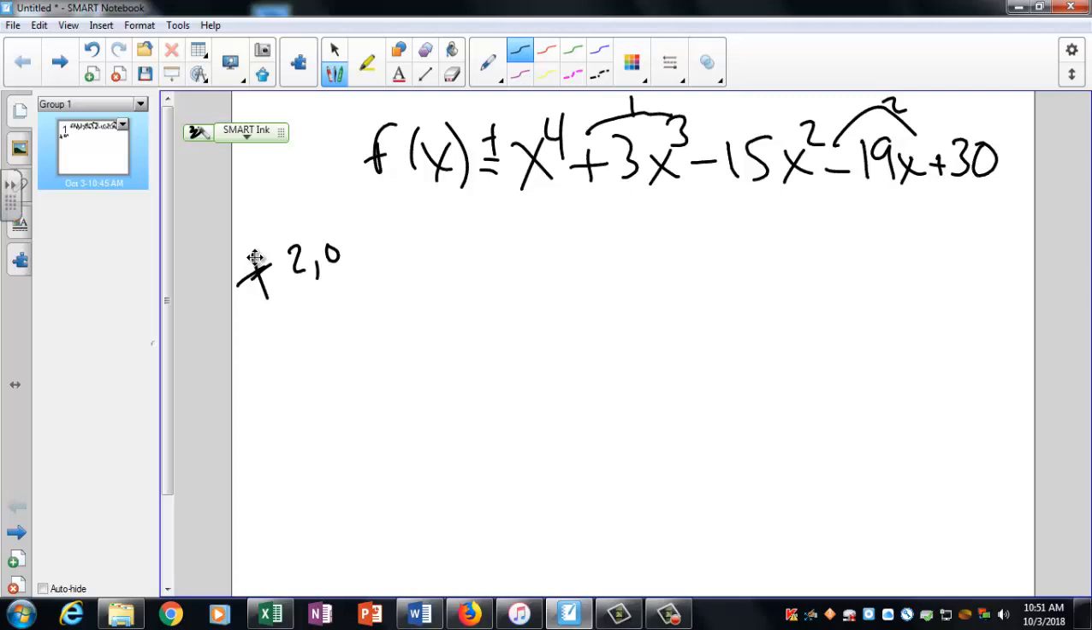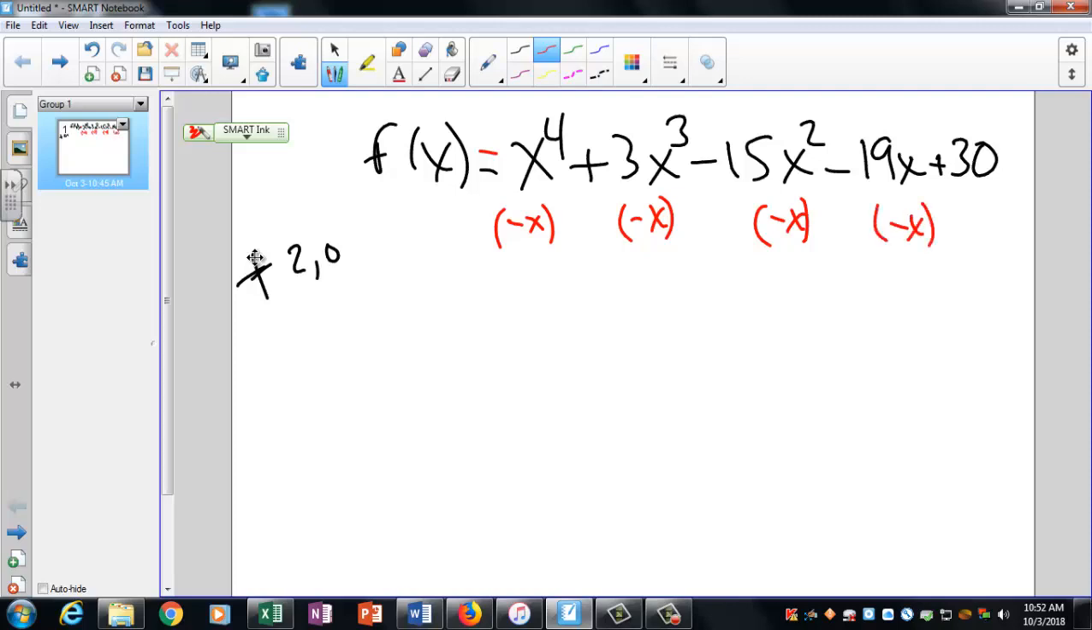If we do negative solutions, you replace x with negative x. And what happens? A negative number raised to a positive or to an even power, this piece will stay positive. A negative number raised to an odd power, this piece will become a negative sign. A negative sign raised to a positive or an even number makes that positive, so this one will stay negative. This one will become positive, and this one will stay positive. Does that make sense to everybody?